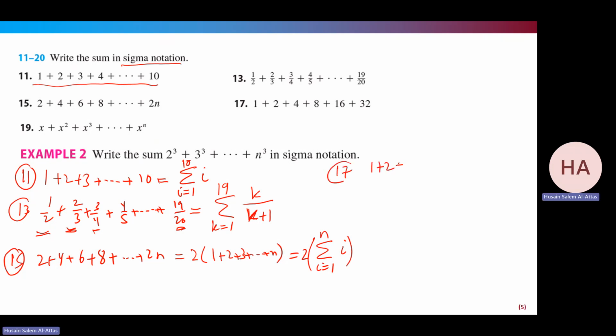You have 1 plus 2 plus 4 plus 8 plus 16 plus 32. I'm going to write it as powers. Very clear. This is 2 to the power 0, this is 2 to the power 1, this is 2 to the power 2, and this is 2 to the power 5. So I can write it as summation, i equals, I can make it 1 or 0, who cares, 0 to 5 of 2 to the power i: 2 to the power 0 plus 2 to the power 1 plus 2 to the power 2 up to 2 to the power 5.